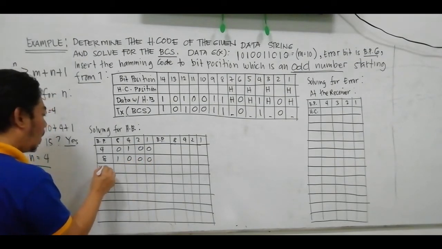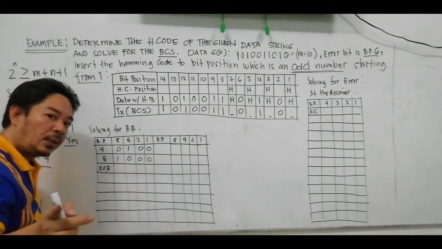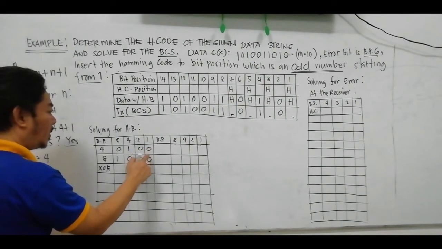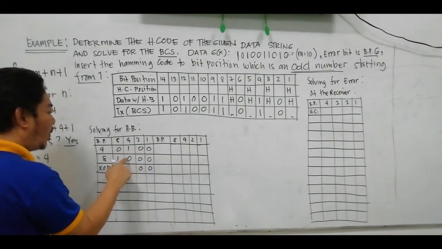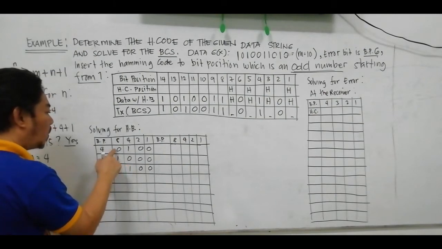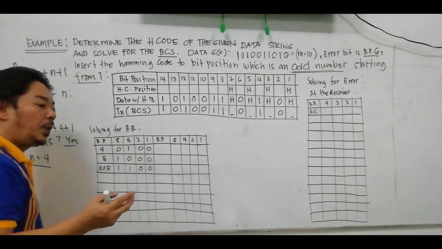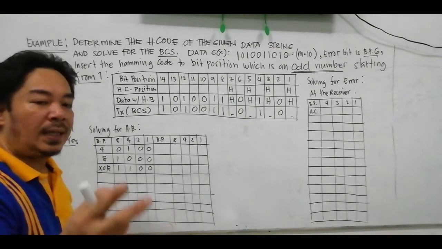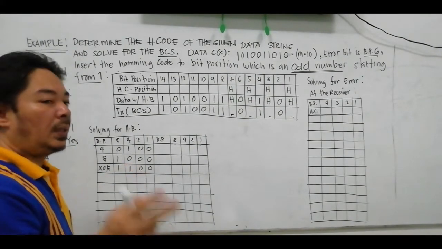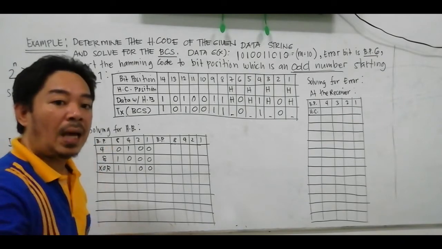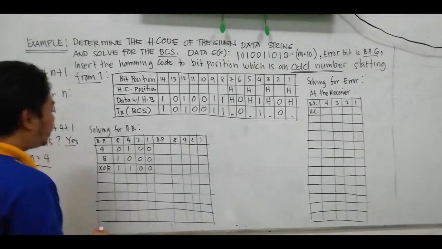And then we XOR. So 0, 0, this is 0. 0, 0, 0. 1, 1, this is 0. 0, 1, that is 1. XOR: the output is high if the inputs are different, and the output is logic 0 if the inputs are the same.